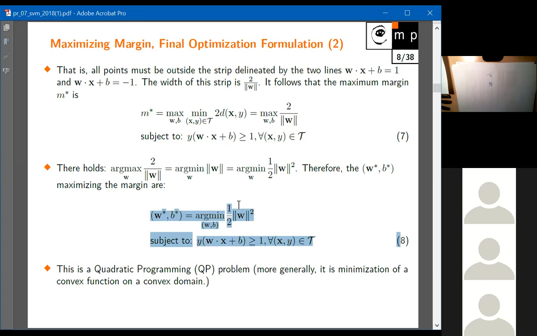This is a quadratic function of the W, and this is a constraint. So this is a constrained optimization problem with a quadratic cost function. In mathematics, this is classified as a quadratic programming problem, and it's solvable by standard libraries for optimization, or algebraic solvers and so on. It's actually solvable to a global minimum because it's a convex problem.